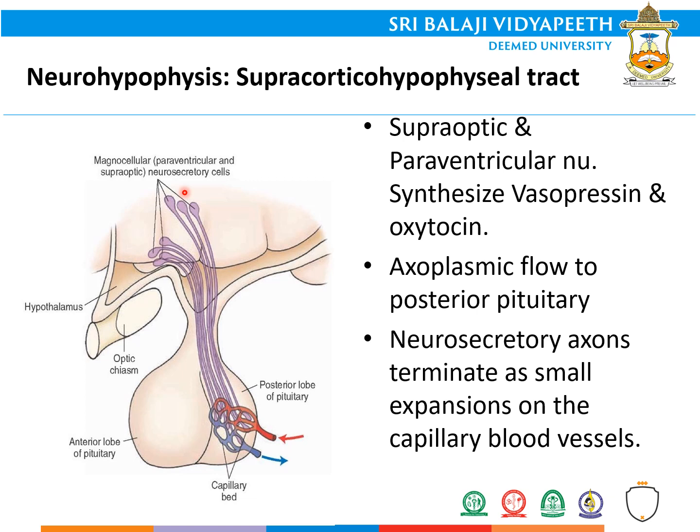Now from there, through axoplasmic flow, these fibers go to the posterior pituitary, and there the neurosecretory axons terminate as small expansions over the capillary blood vessels. So this is how secretions from the hypothalamus are brought to the posterior lobe of the pituitary.